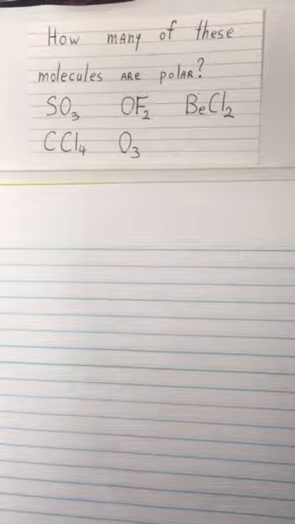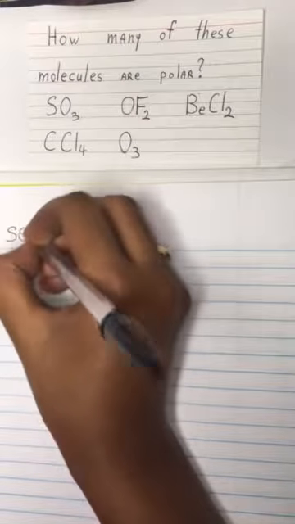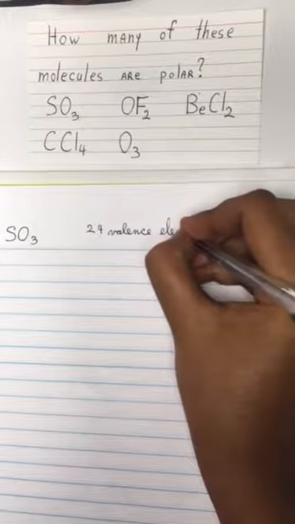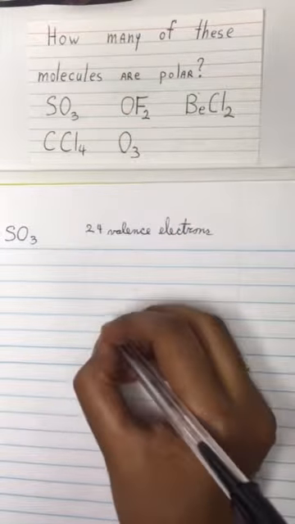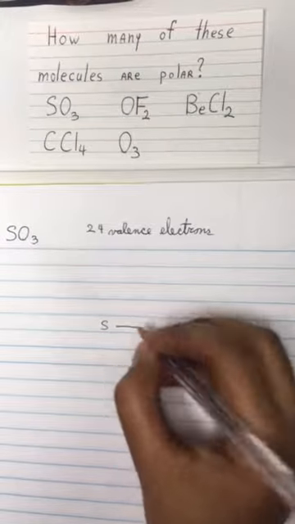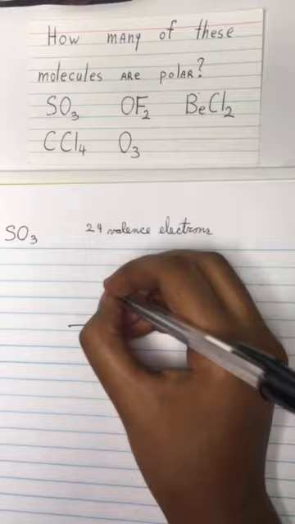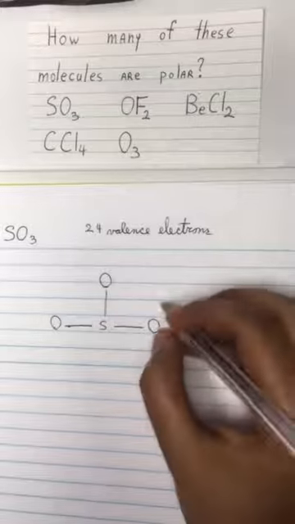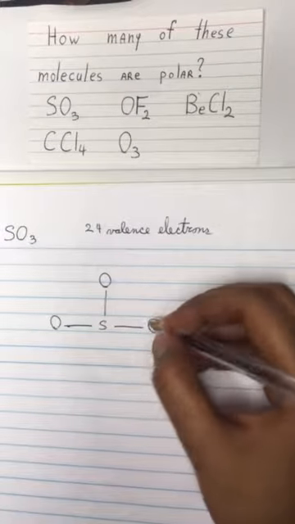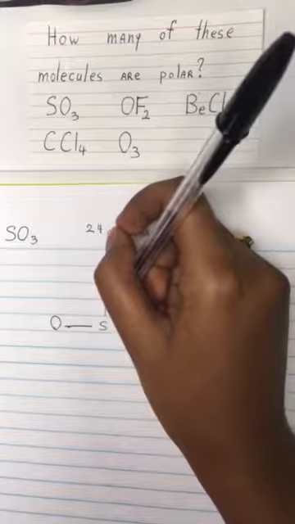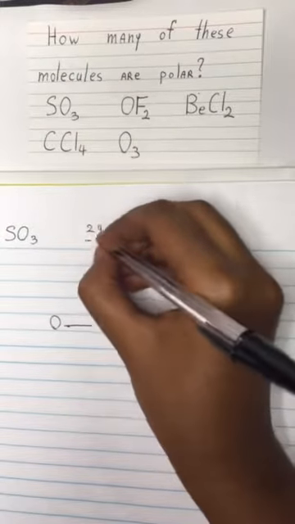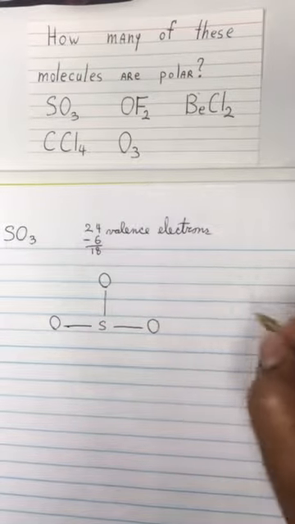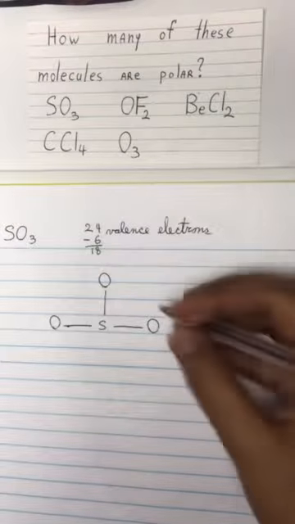Let's begin with SO3. SO3 has 24 valence electrons. Sulfur is the central atom of the Lewis structure, and the oxygen atoms form a bond with the central sulfur atom. This uses 6 electrons, so 24 minus 6 is 18. Now we must place the electrons on the outside atoms first to fulfill the octet rule.